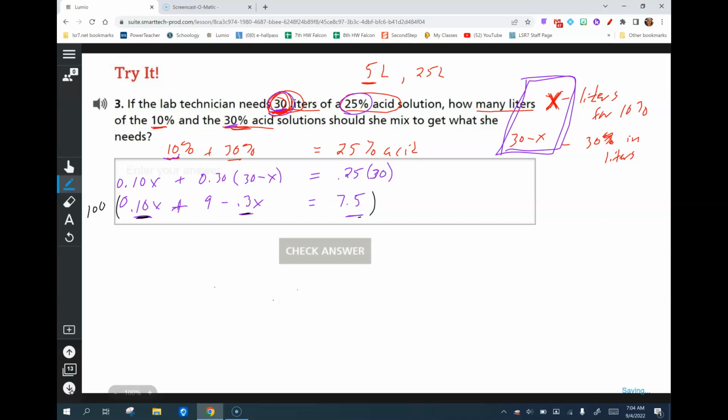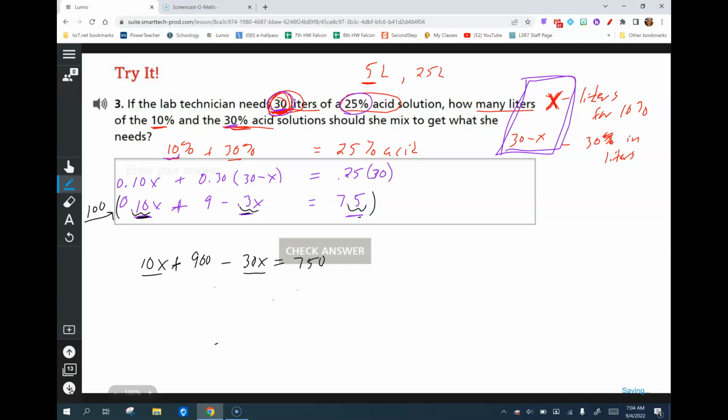If I multiply by 100, everything moves 2 decimal places, so I have 10x. But everything has to move, just like we multiply every single term. I would take 9 times 100, so I'd get 900. Minus this, I'm going to move it 2 decimal places, so 30x is equal to, 2 decimal places, 750. Okay, so this was really helpful when we didn't all have calculators. It's not as necessary now. So you can go back to the original equation if you want to. Since I did this, I'm just going to go from here.